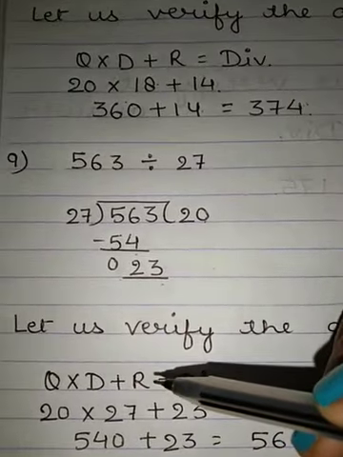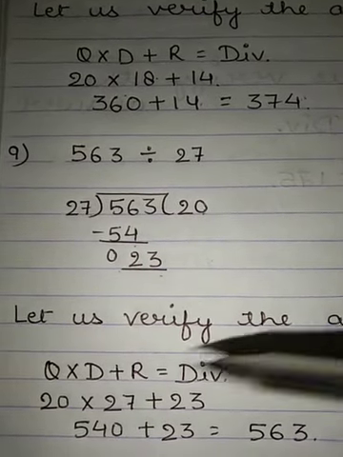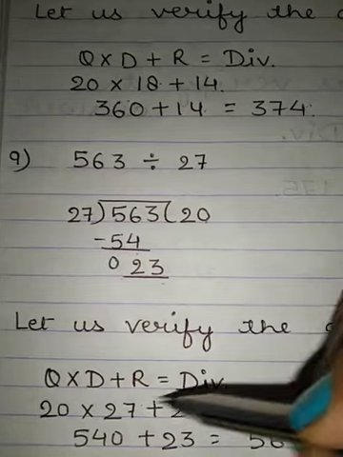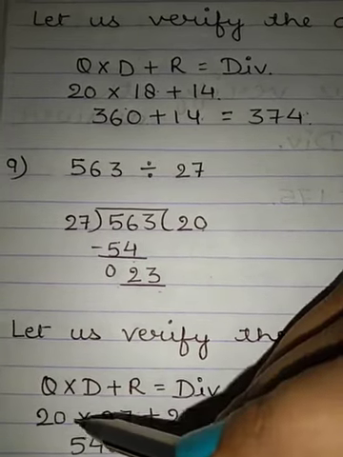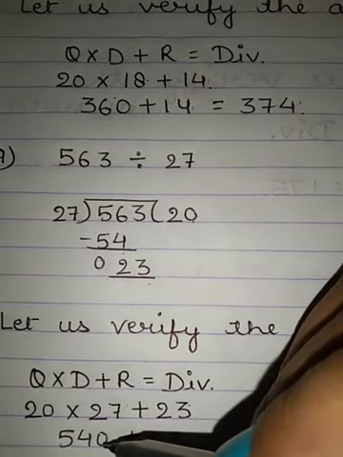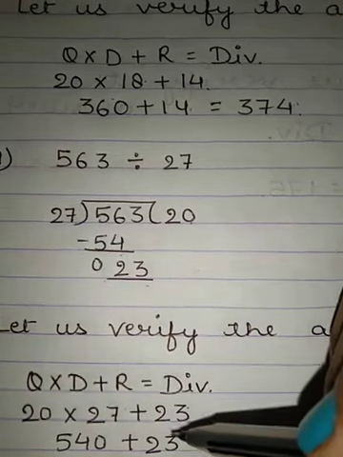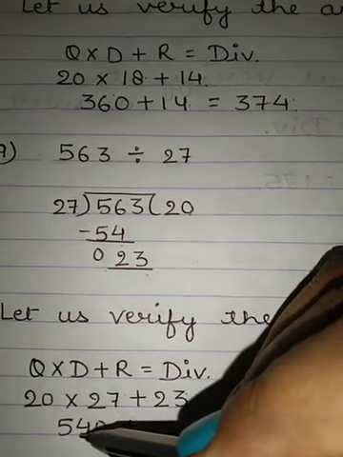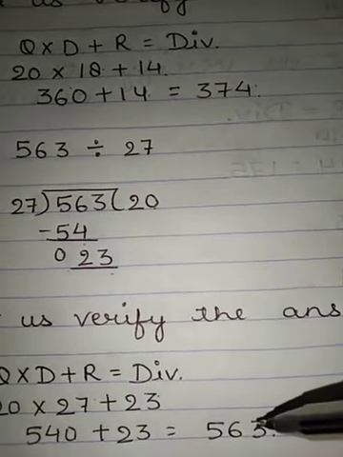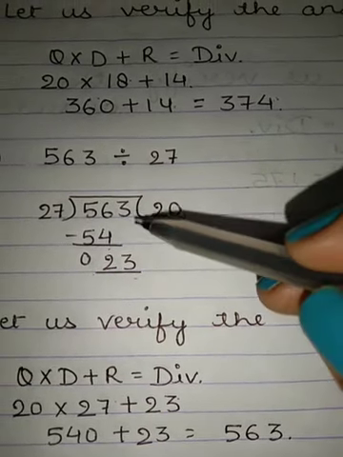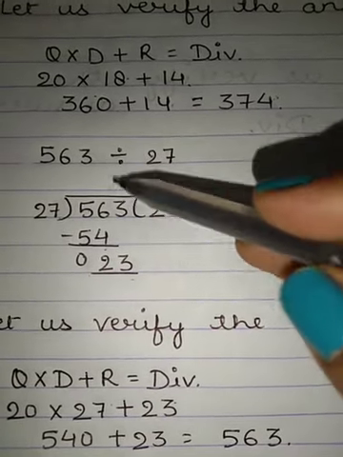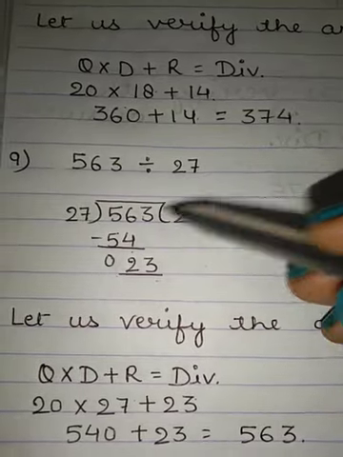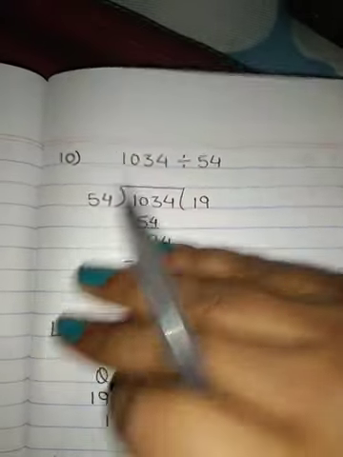Now let us verify the answer. Q multiplied by D plus R is equal to dividend. 20 multiplied by 27 plus 23. On multiplying 20 by 27 it will come 540, and we will add 23 to 540, it will come 563. So you can see 563 is same as the dividend given in the question. Now question number 10.